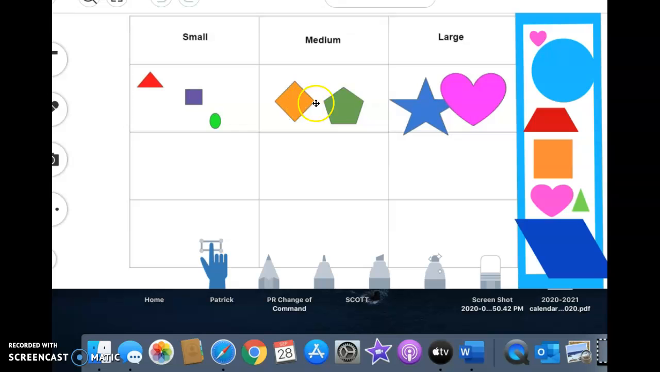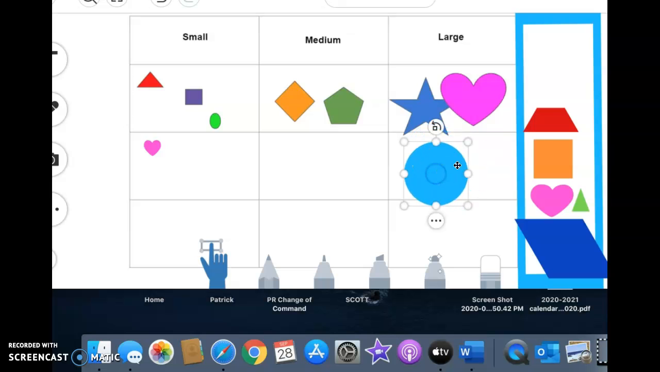Small, medium, large. Where should the small heart go? Not here. Not here. Oh, over there. Where should the large circle go? Here. Where should the medium trapezoid go?